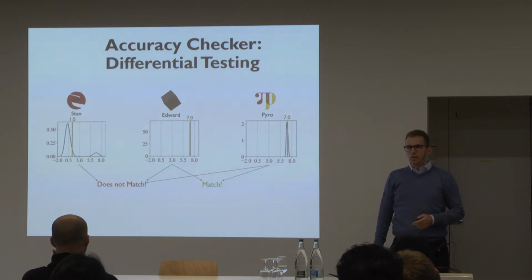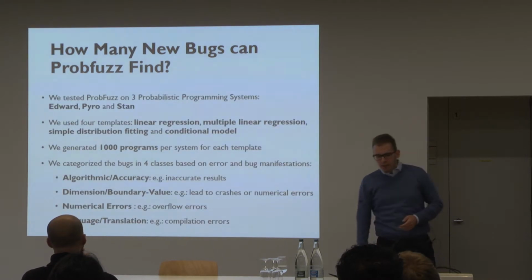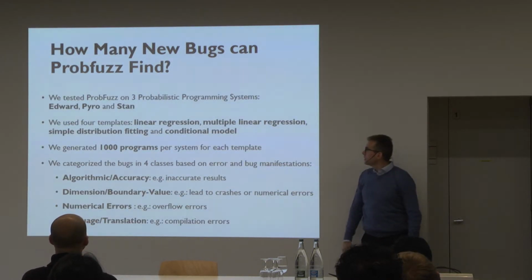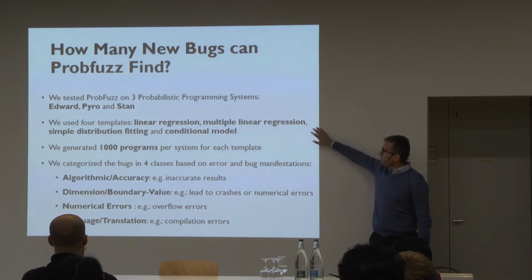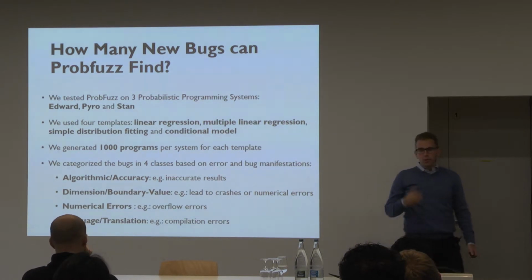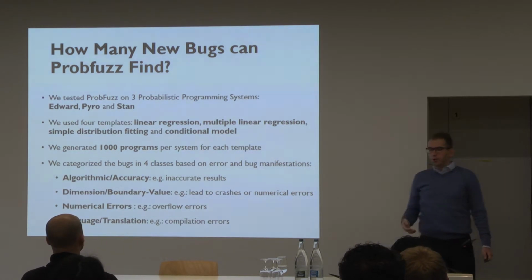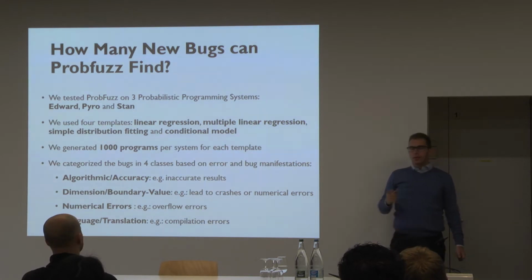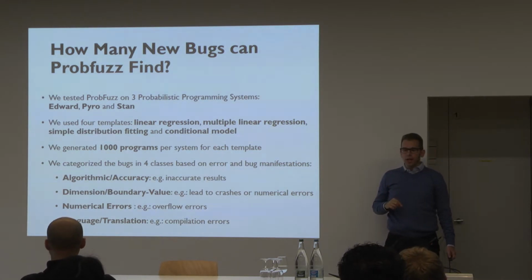Now, what do we find in practice? Well, we tested PropFuzz on three systems, and we used 4 templates: linear regression, multiple regression, simple distribution fitting, and conditional models. For each of these templates, we generated 1,000 programs, and we categorized bugs in 4 classes based on error and bug manifestation.